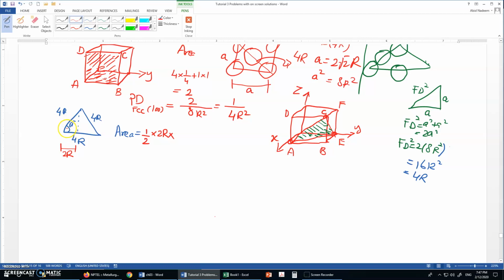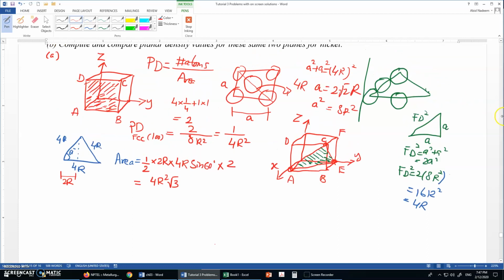So this height is equal to 4r times sine 60 degree. So this is the area of this left side triangle. The right side triangle is the same as the left side triangle, so multiply it by 2. If you simplify it, then it will be 4r square under root 3.